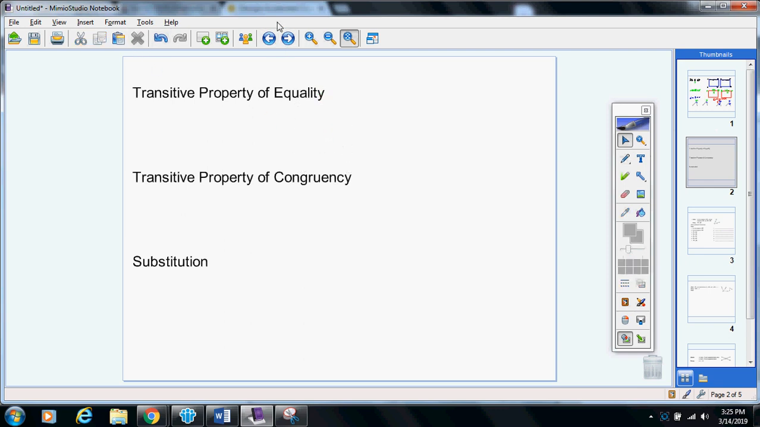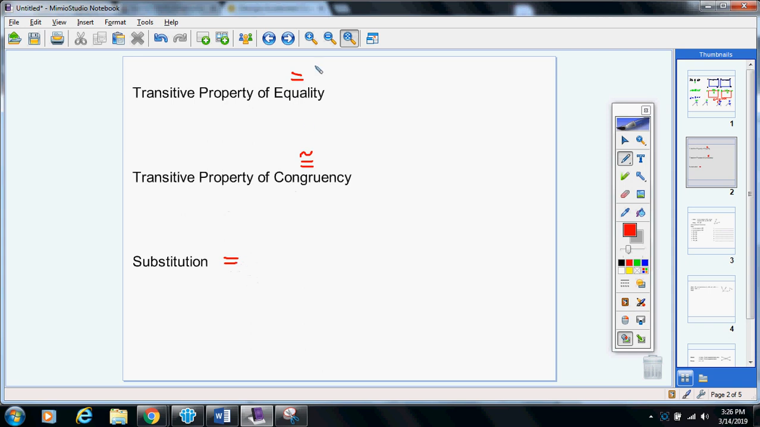So the other thing that kind of stumps people is the difference between the transitive property and the substitution property. Okay, and there's two things that kind of separates them a little bit. One thing is that the transitive property you can have of equality and you can have of congruency. Okay, but substitution you can only use when the equal sign is used.